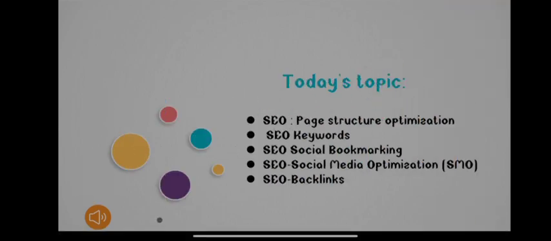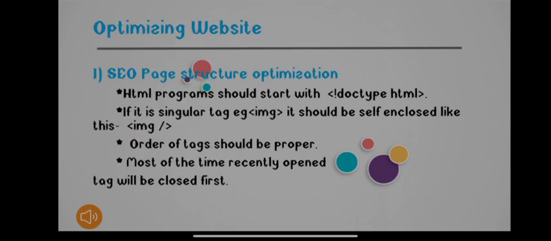In today's lecture, we are going to study SEO page structure optimization and SEO keywords in detail. Now, as we have studied, SEO is a technique which is used to generate more and more traffic on a website. So, how can we generate this traffic on a website? We have seen that there are several methods, several techniques that we have to implement whenever we are using SEO. So, which are these techniques that we will use to gain more traffic? Let's see one by one.